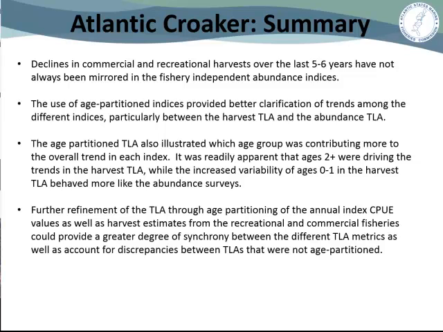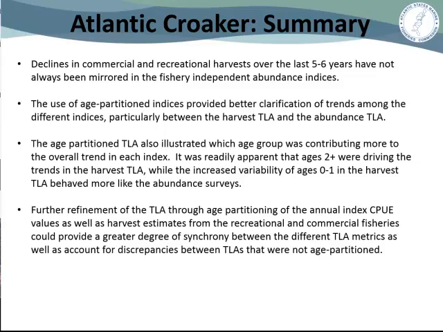With the age 2+, what we're seeing is more of the decline in some of them, whereas the age 0 to 1 traffic light is behaving more like the abundance surveys. And so further refinement of the traffic light through age partitioning of the annual index catch per unit effort values, as well as the harvest estimates, could definitely provide better synchrony or agreement between the different traffic light metrics, and hopefully help account for some of the discrepancies that we're seeing between them.